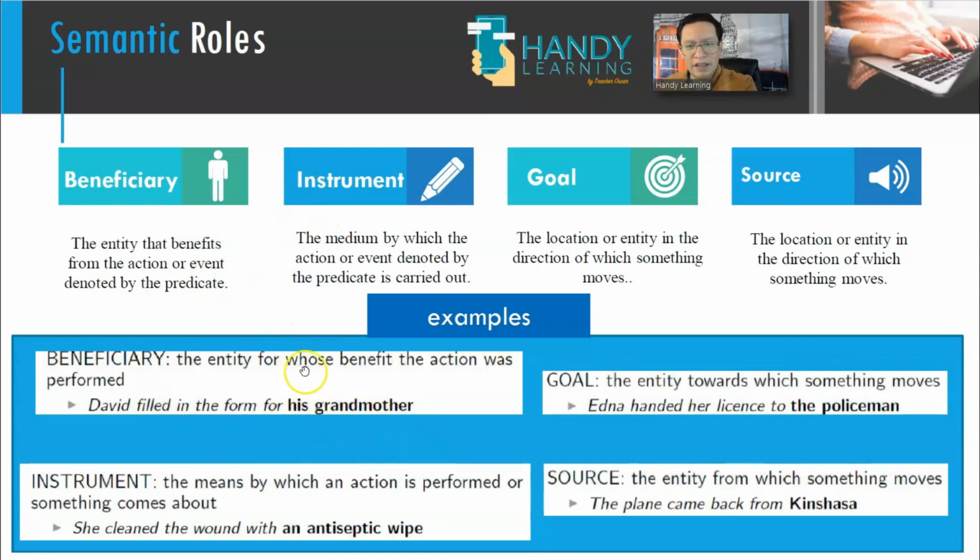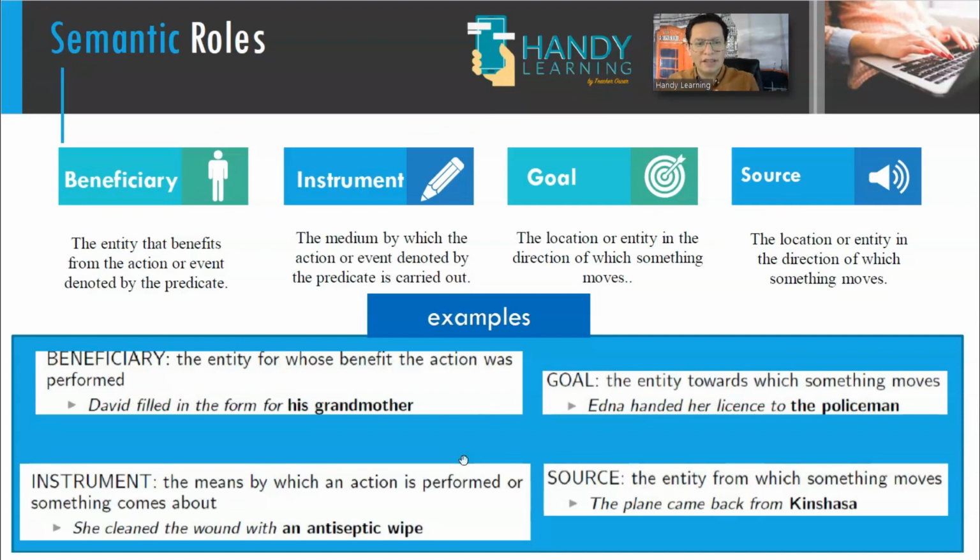The instrument, it says, is the medium by which the action or event is carried out. So we can spot the instrument because it will always be introduced by the prepositions either with or by. So let's take a look at the example. It says she cleaned the wound with an antiseptic wipe. So that will be the instrument.